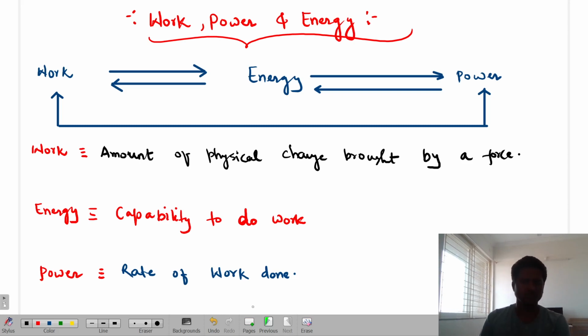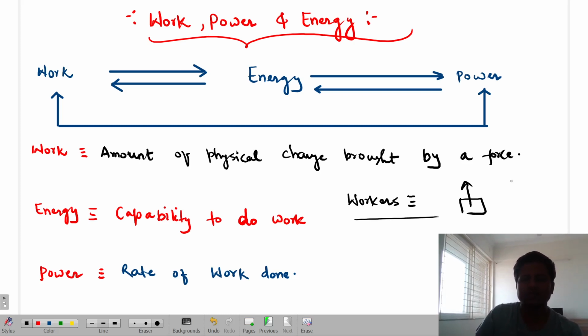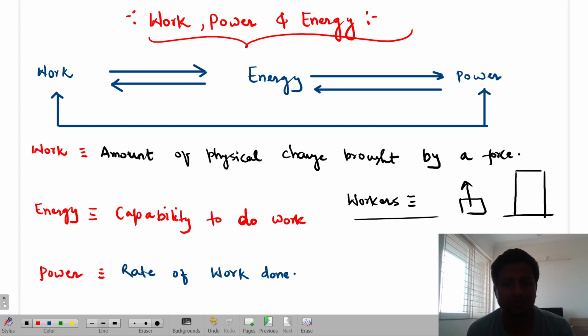The rate of doing work. Think of a case that there are some workers who want to lift some bricks and put them on top of a building. Got it or not? To bring it on top you need to do some work, isn't it? Now, to do that work, I require some energy. Let's suppose I require 10 joules of energy to bring that particular block on top of the building.